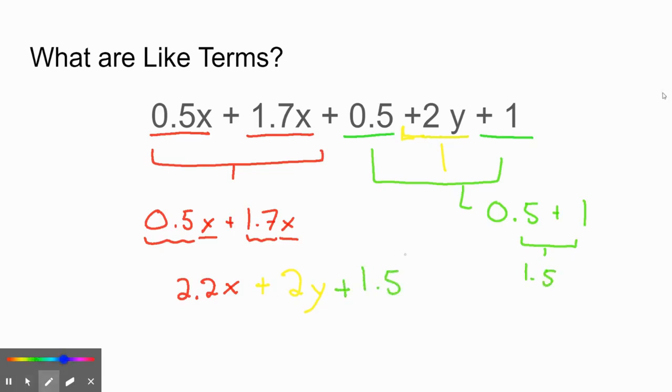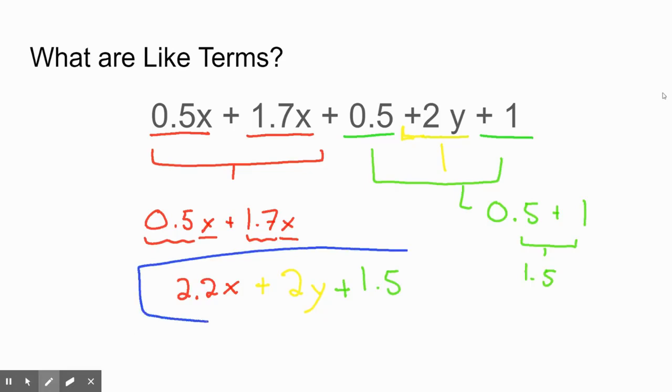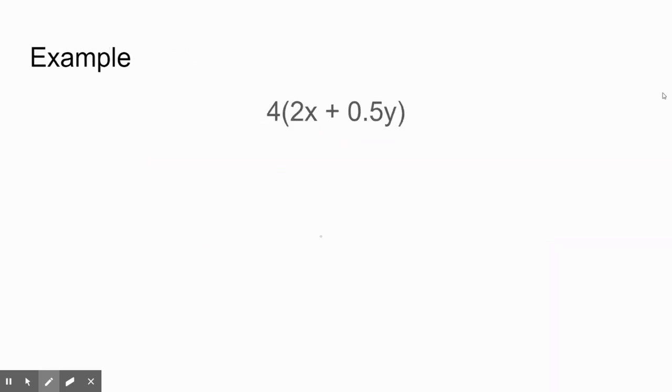And now we have a simplified expression. It's still a little bit complicated looking, but that's as simple as we can get it. Each term has a different variable, or no variable at all. So that's as simple as we can make this expression. So let's look at another example.